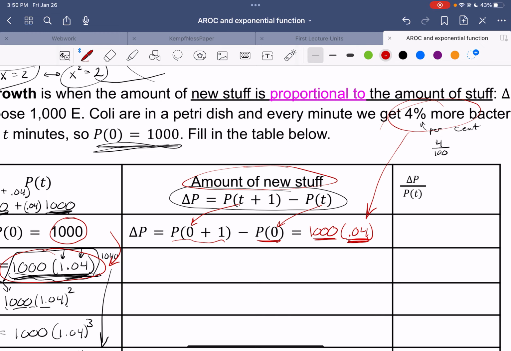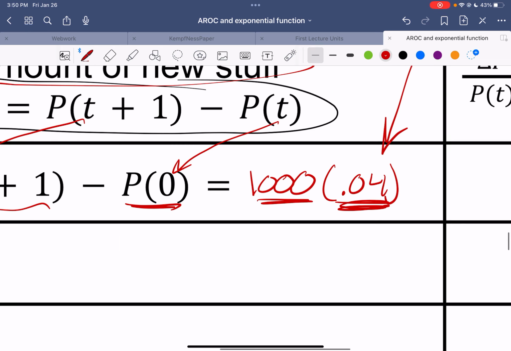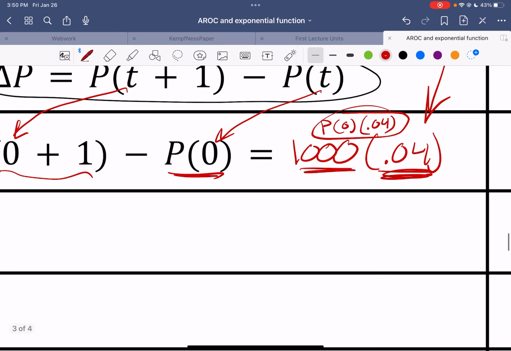If we did this again, and now I'm seeing what's going to make this handout tricky, and I'm going to have to catch this in class and edit it. This 1,000 here is P at 0. And to get to P at 1, you have 4% of what you started with. You have to add it on, right?